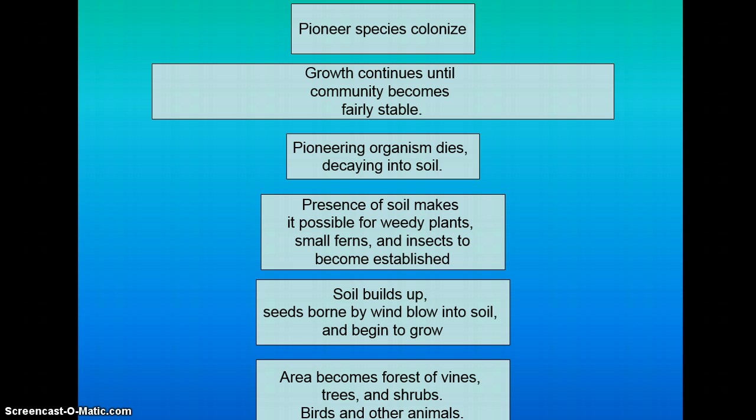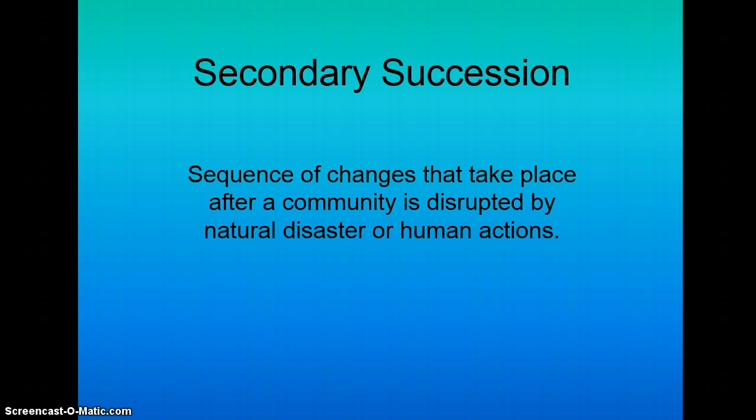Then there's something called secondary succession, a sequence of changes that take place after a community is disrupted by natural disasters or human actions. So not everything was kind of wiped out. Some stuff got disrupted, and then you'll slowly have change again.